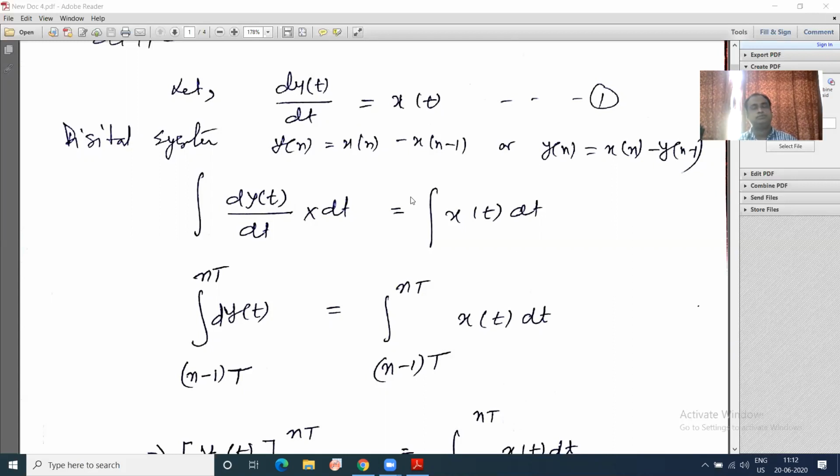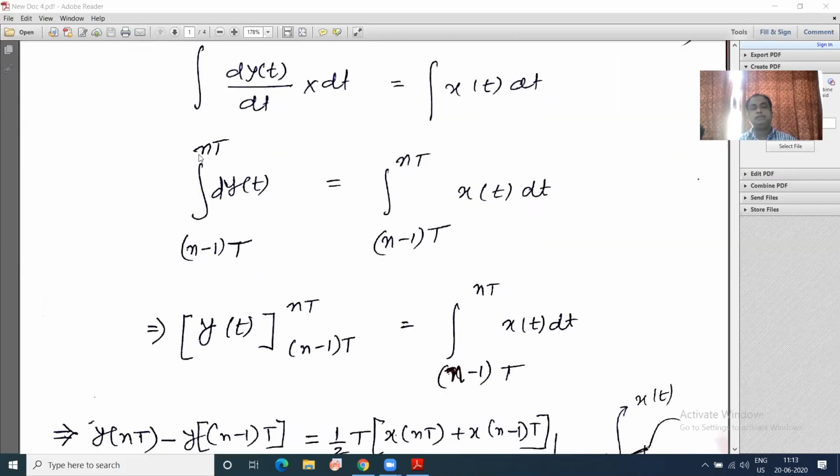Okay, fine. Therefore, I am now integrating over the limit of one interval of t. Then this I can write as d of y of t, meaning I will write y of t. dx, what is the integral? x. So the integral of d of y of t is y.